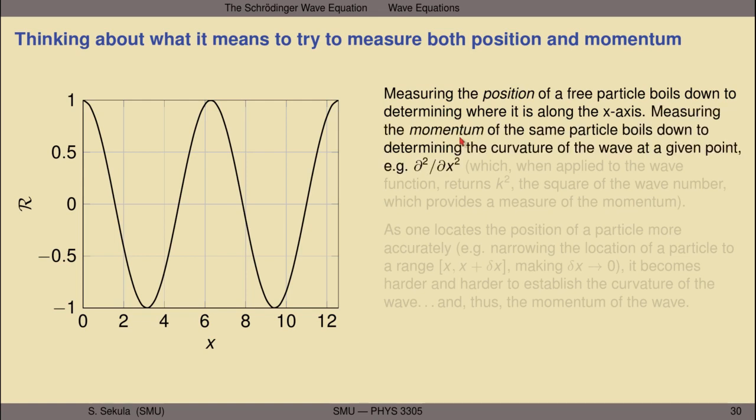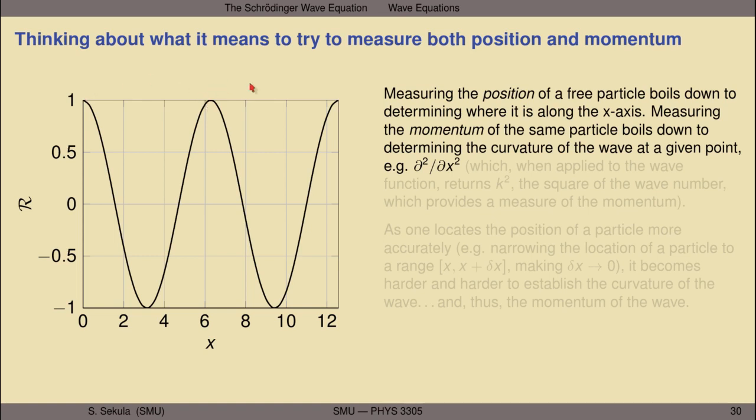But measuring the momentum of the same particle boils down to a different observation. Measuring the momentum of the particle is related to determining the second derivative of this wave with respect to space. That is, determining the curvature of this wave. That's what the second derivative with respect to space tells you. It tells you about the spatial curvature of the real part, or the imaginary part, of the wave function. And it's that curvature, the degree to which the wave bends to move toward the next part of its cycle, that determines momentum.